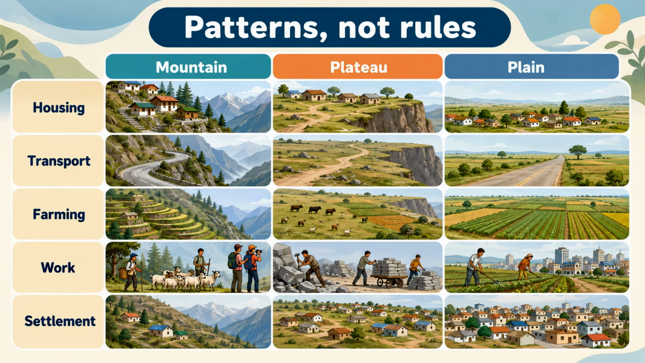Read the table by rows, not by jumping around the columns. For housing, transport, farming, work, and settlement, compare the mountain, plateau, and plain evidence using the same criterion each time. Mountain settings often show slope-related housing, winding routes, terrace farming, particular livelihoods, and thinner settlement. Plateau settings use broad raised surfaces for varied housing, routes, grazing, or farming and resource-linked work. Plains often support easier routes, broad farming areas, city activity, and denser settlement. The banner matters. These are patterns, not rules for every place.